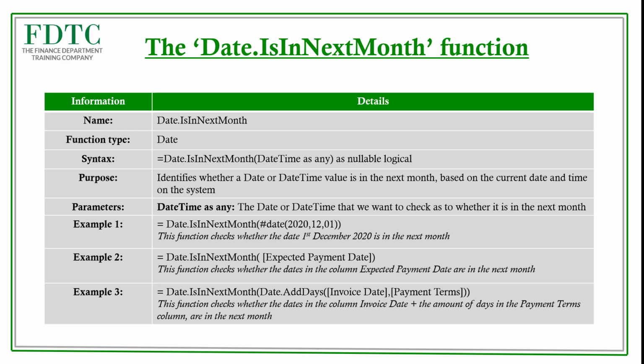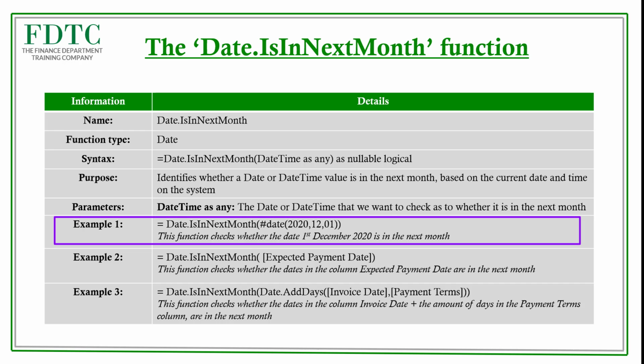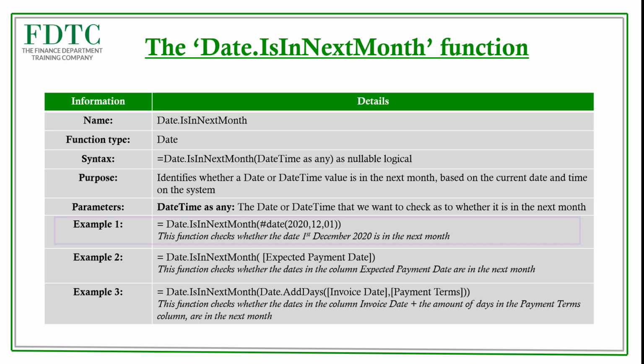Now, as usual, I've come up with a couple of examples. So the first example is checking whether a literal date is in the next month or not. Now what we can see here in the function is Date.IsInNextMonth, then we open the brackets and put in the sign for the literal, which is a hashtag date, and then another set of brackets. So I've used today's date and then close the brackets. Now, of course, this function, if we put it into PowerQuery, would return a false value, as the date here is today's date, and today's date, of course, can't be in the next month.